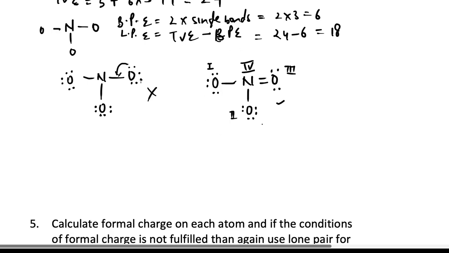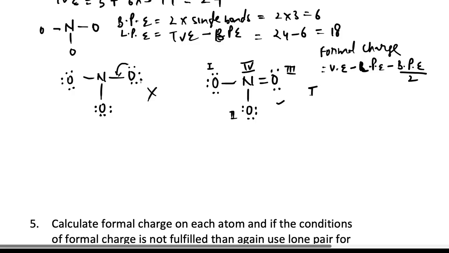We are just rechecking its stability based on the formal charge. So the formula for formal charge is valence electron minus lone pair electron minus bond pair electron divided by 2. Okay, this is the formula for the formal charge.